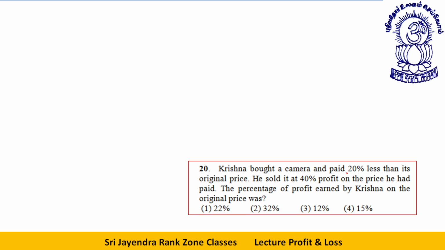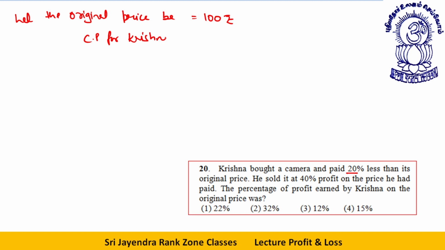Krishna bought a camera and paid 20% less than its original price. He sold it at 40% profit on the price he had paid. The percentage of profit earned by Krishna on the original price is C. First of all, let the original price be 100 rupees as usual. Okay, now CP for Krishna is how much? CP for Krishna is 20% less, that is 80 rupees.